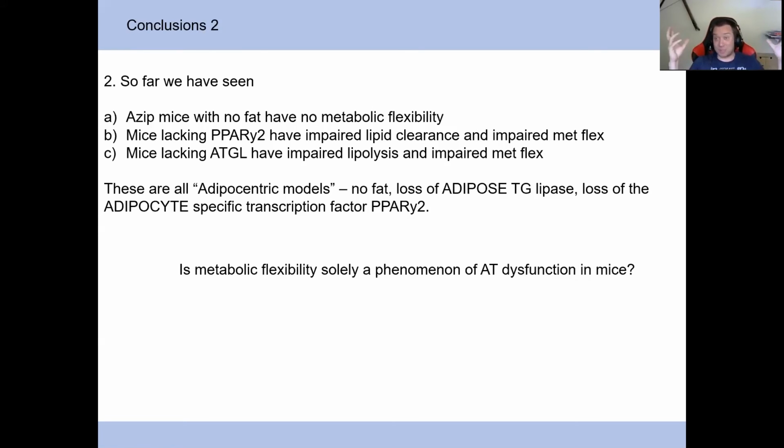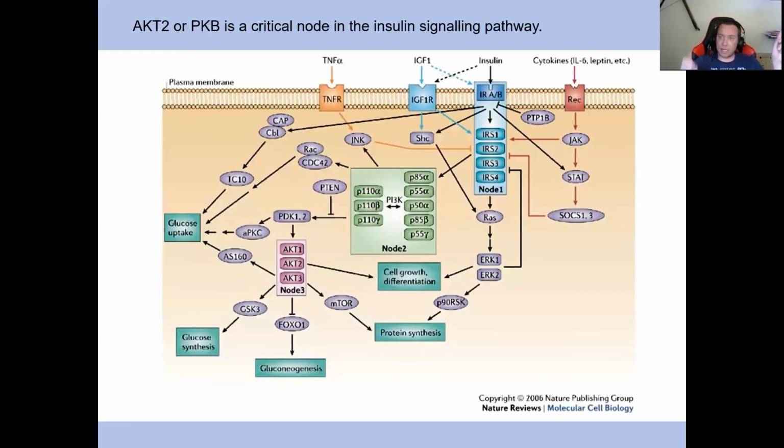But then it leads to an interesting question. Is metabolic flexibility solely a phenomenon of AT dysfunction in mice? And I'm going to now talk about a more generalized example, and this is the AKT2 knockout mouse. Okay, so AKT2, I think most of you will be familiar with, it's also known as PKB. It is a critical node in the insulin signaling pathway.